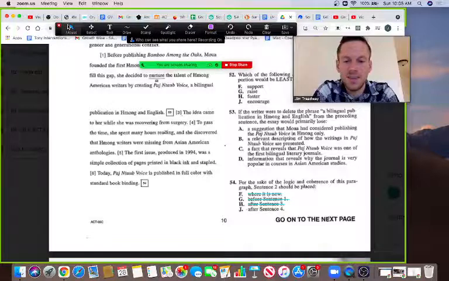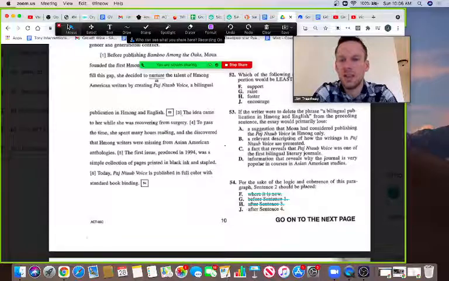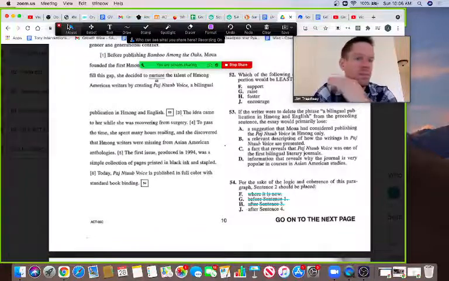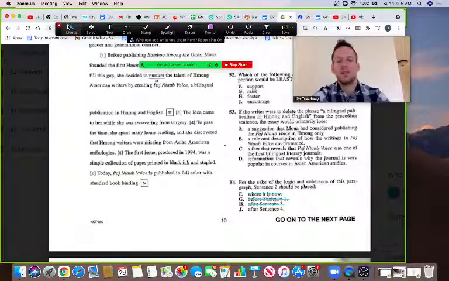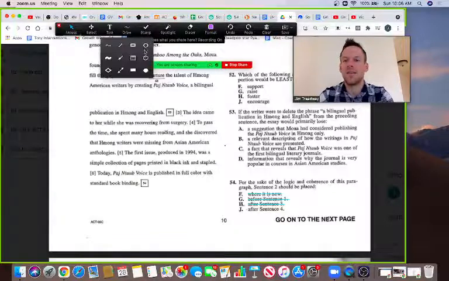Last answer, let's try this one. After sentence 4. "To pass the time she spent many hours reading, and she discovered that Hmong writers were missing from Asian American anthologies." And then sentence 2 would say, "to fill this gap, she decided to nurture the talent of Hmong writers." And let's see how the end of sentence 2 flows into the following sentence, ends to beginnings. "To nurture the talent of Hmong American writers by creating Paj Ntaub Voice, a bilingual publication in Hmong and English." Sentence 5, "The first issue, produced in 1994," connects directly, ends to beginnings. So this is definitely J.